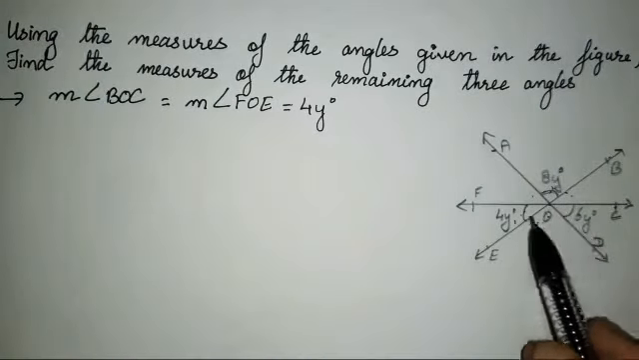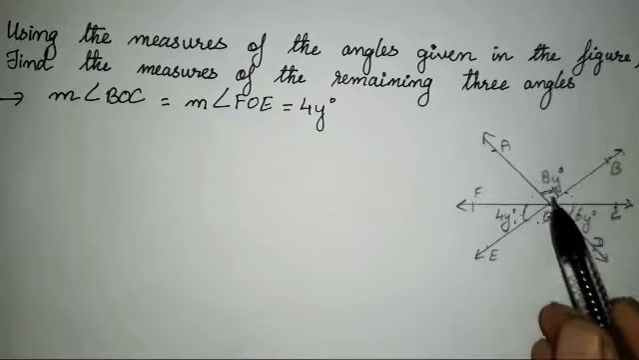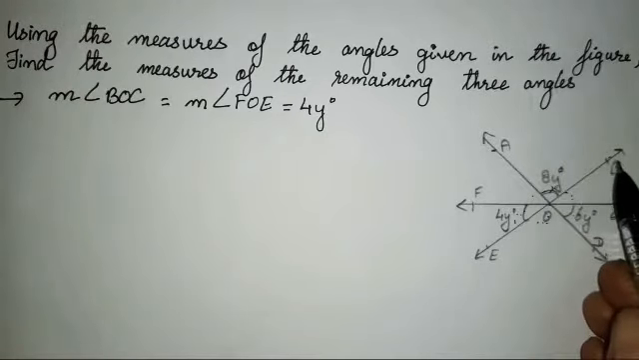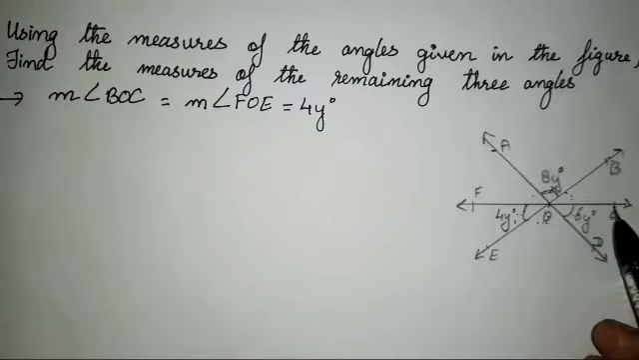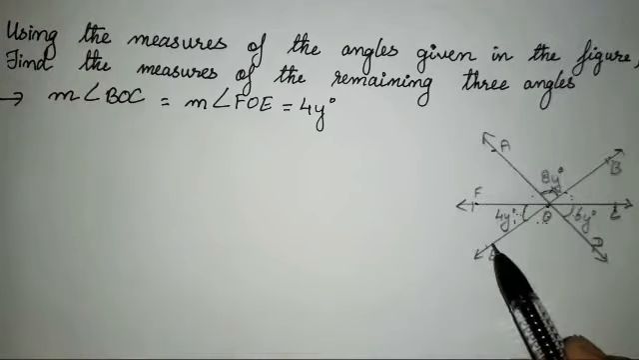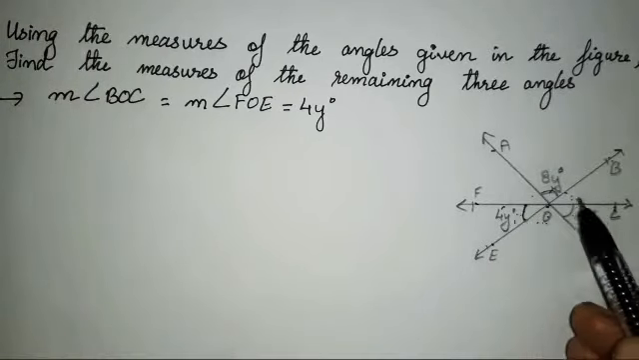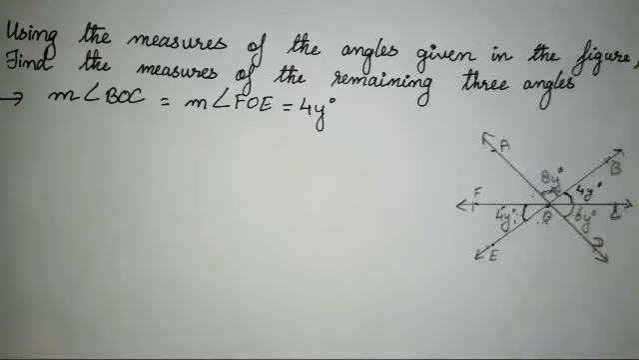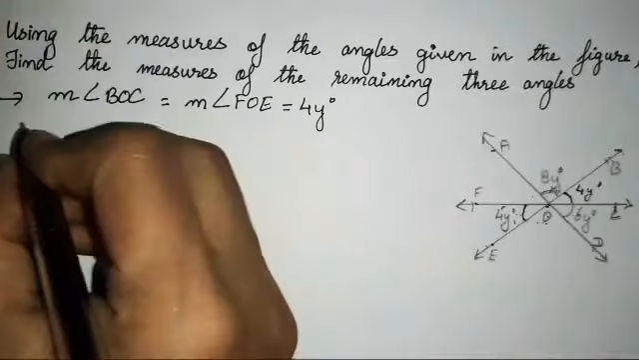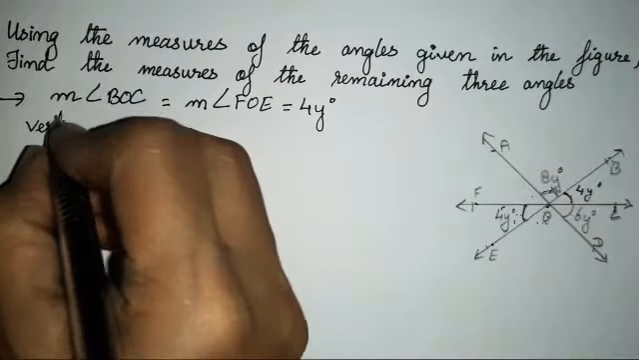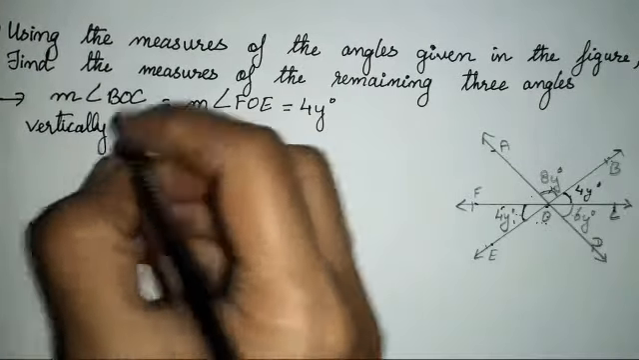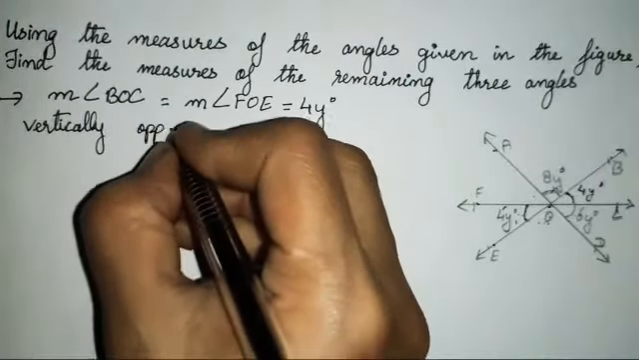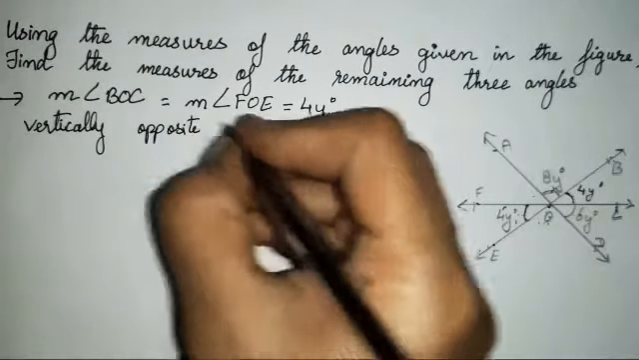Okay, अभी मैंने बताया that these are vertically opposite angles. So BOC, FOE. If this is 4y, how much is this going to be? This is also going to be 4y. Alright, so the reason is because it is vertically opposite angles.